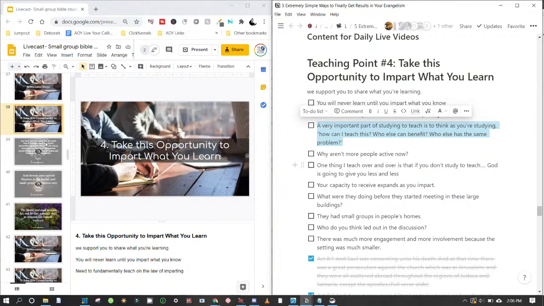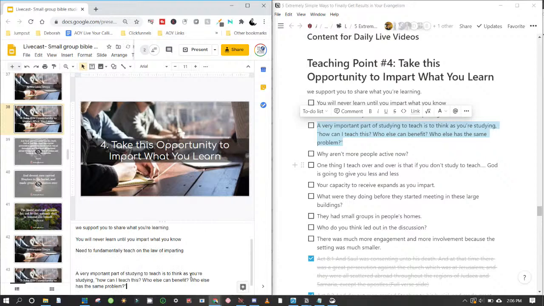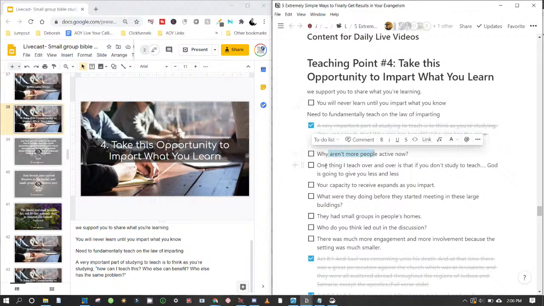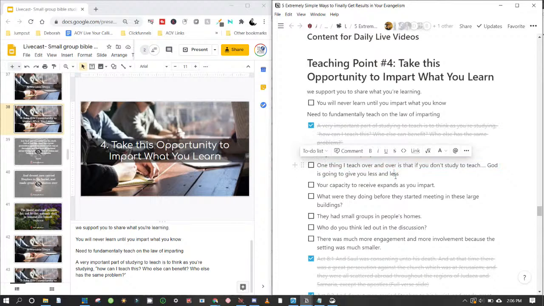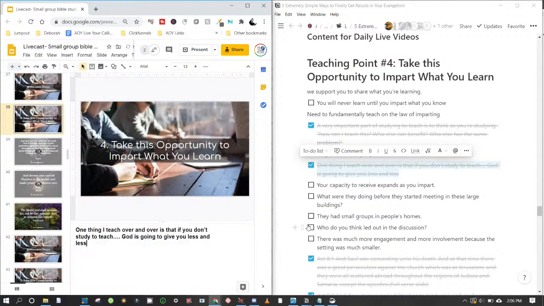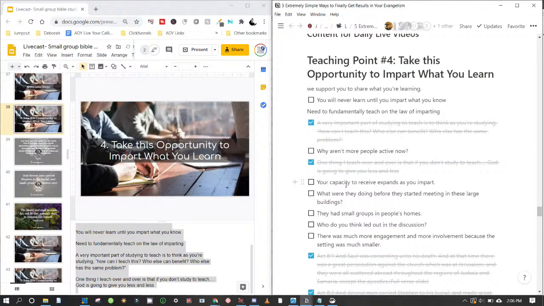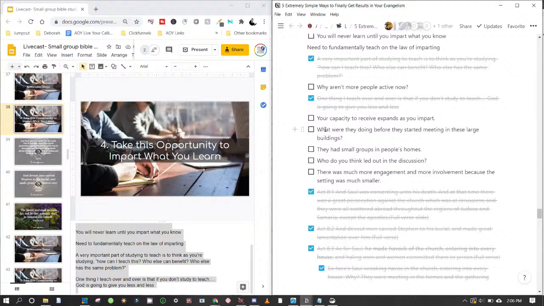Oh, this is beautiful. So I'm actually going to put all this down here. Sometimes I'm not sure what I want to do with it, so we'll put it down on this slide that needs to be separated. Why aren't more people active now? One thing I teach over and over: if you don't teach what you know, you're going to get less and less. Your capacity to receive expands as you impart.